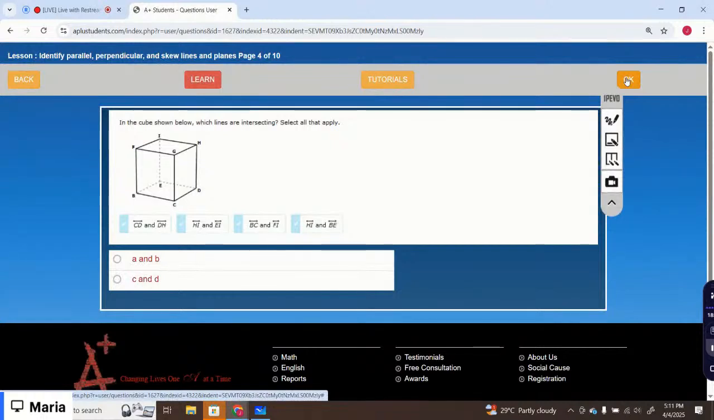In the cube shown below, which lines are intersecting? CD and DH. Yes, CD and DH are intersecting. HI and EI are intersecting. BC and FI. So options A and B are the intersecting lines. Option number 1 is the correct option.